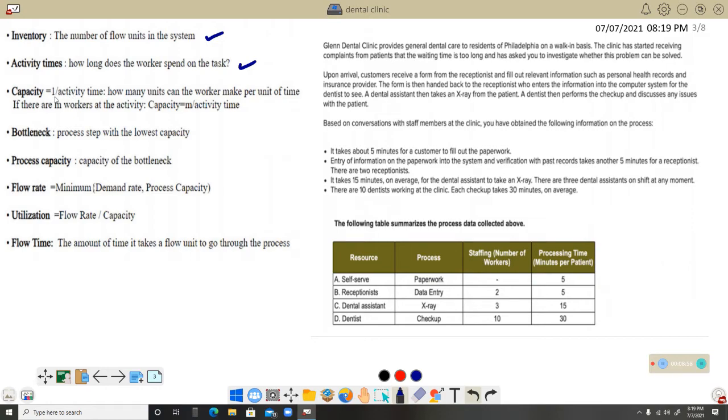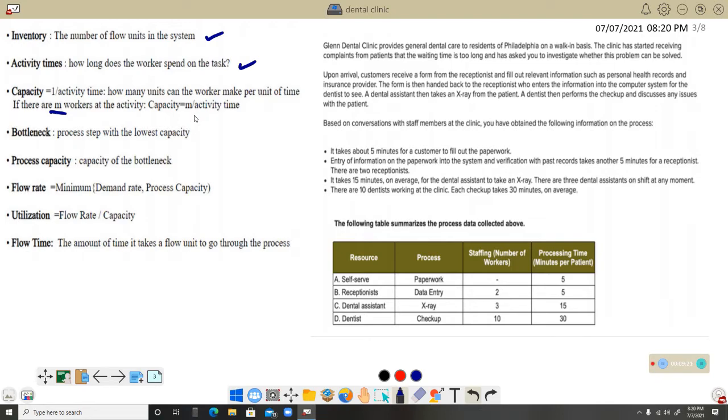Capacity. It is 1 by activity time. Actually, it is the reciprocal of the activity time. Capacity is the reciprocal, that is why 1 by activity time. But understand that it is how many units the worker can make per unit of time. If there are m workers, the capacity will be m by activity time. Capacity equals m by activity time.